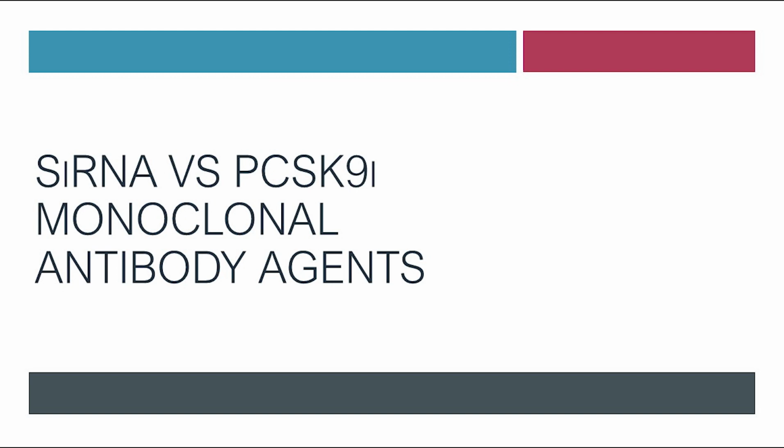So inclisiran is a first in its class of siRNA agents, but it works similar to our PCSK9 inhibitor monoclonal antibody agents. But let's take a brief look at how these two agents differ, because there are some important differences. There are some potential benefits and some drawbacks to the use of inclisiran that we want to discuss. So let's briefly look at some of the data, some of the information around this drug and its comparators.